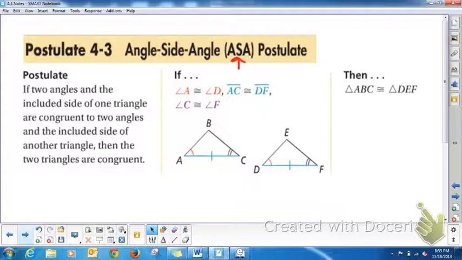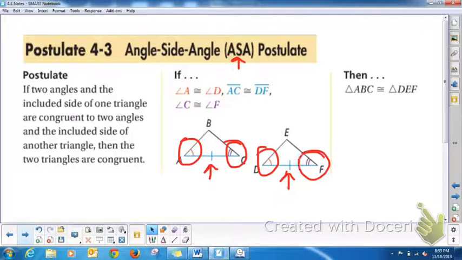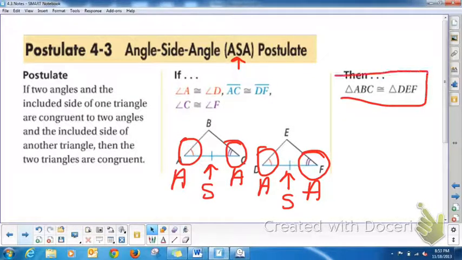So here in this picture, we have angle A is congruent to angle D. Then we have side AC is congruent to side DF. And then we have angle C is congruent to angle F. So we have angle, side, angle. Angle, side, angle. So therefore you could prove the two triangles are congruent using angle, side, angle.